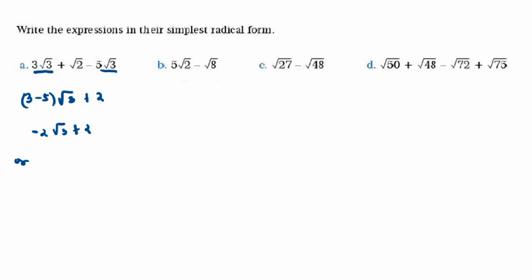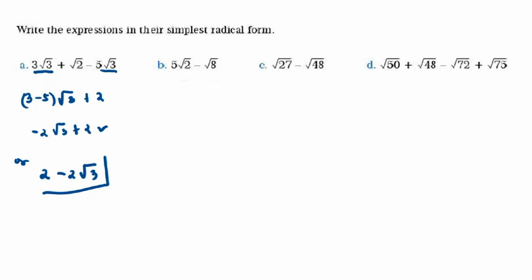Or you can write the answer as 2 minus positive 2, this is positive 2 minus 2 square root of 3. Take note that 2 and 2 here cannot be subtracted because 2 here is part of the mixed radical while 2 here is the whole number. So therefore, you can write the answer for this one.